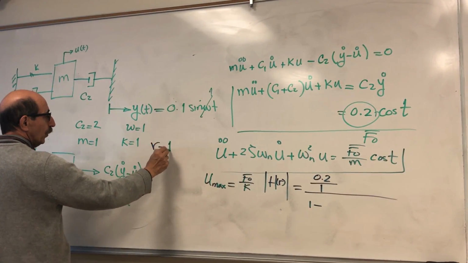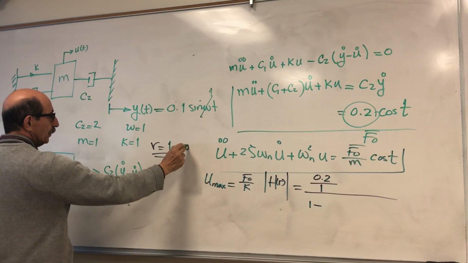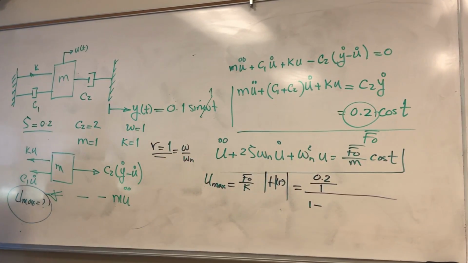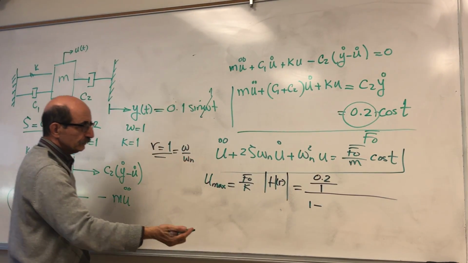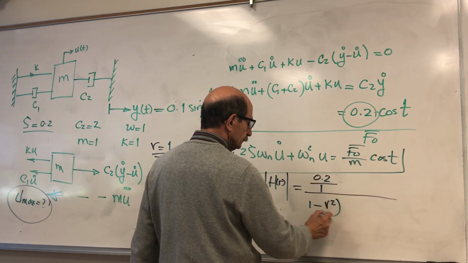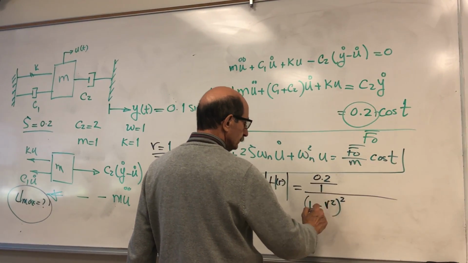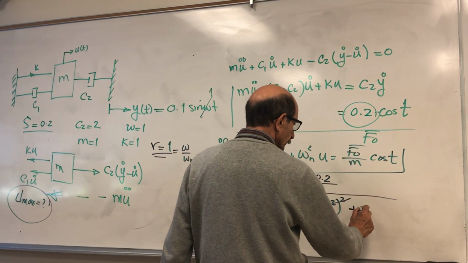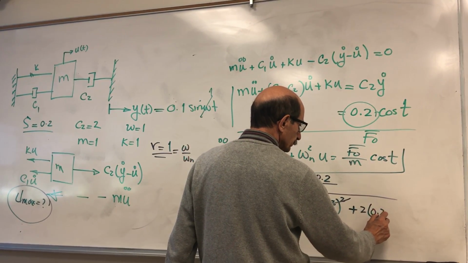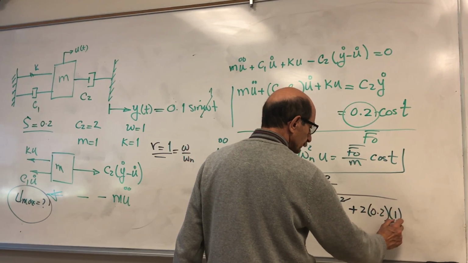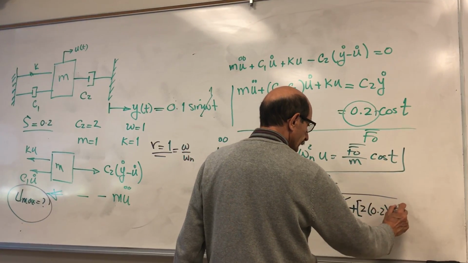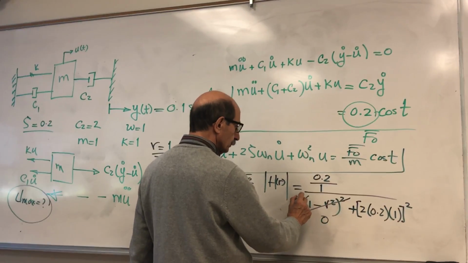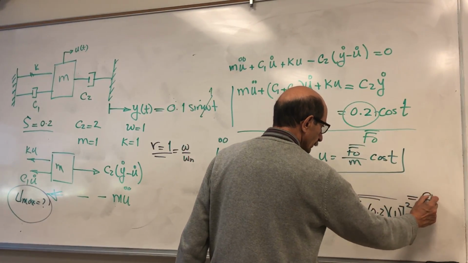R is going to be also 1 because it's omega over omega n, right? Omega n and omega are both 1. K and m are 1, omega n is 1, omega is 1. So at 1 minus R squared, right? So this term cancels out because R is equal to 1, plus 2 zeta, which is 0.2, times R, which is 1, okay? Squared, square root of that. So if you solve this, you get 0.5.